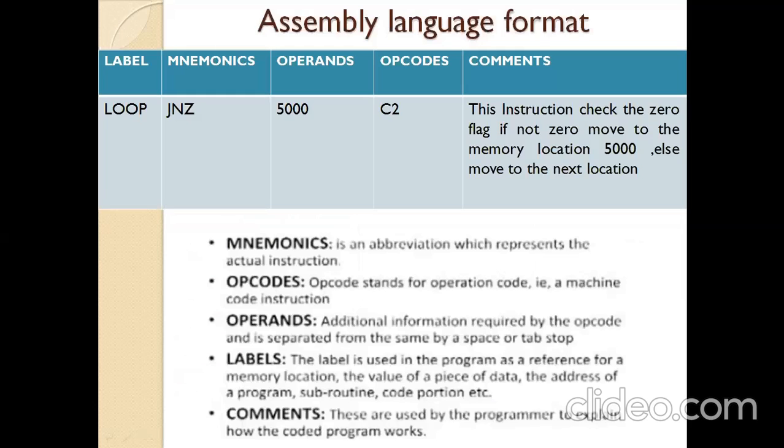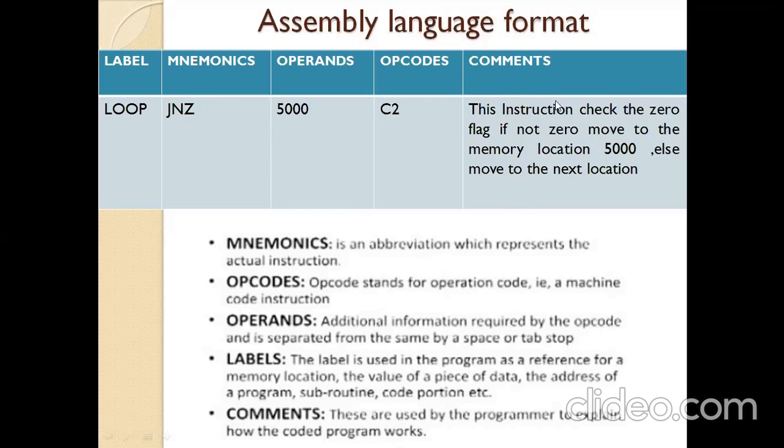Next, we are going to see about assembly language format. In assembly language format, I'm going to explain with one small example. JNZ. So this is called one instruction. This is called an assembly language instruction. That is called mnemonics. JNZ is called an instruction. It is named as mnemonics.